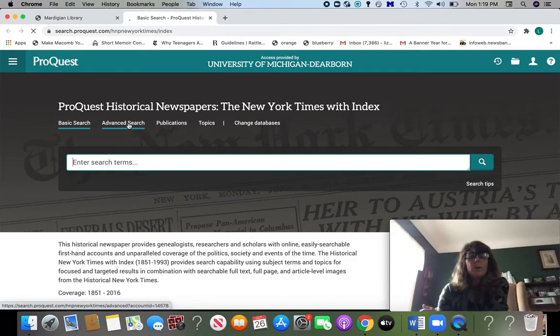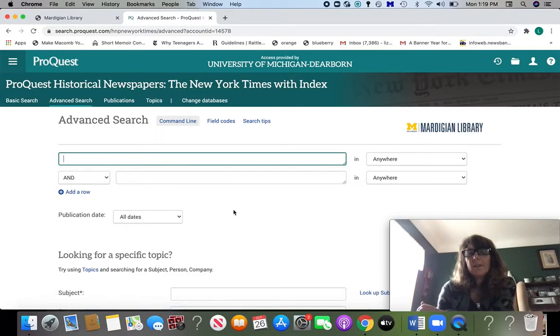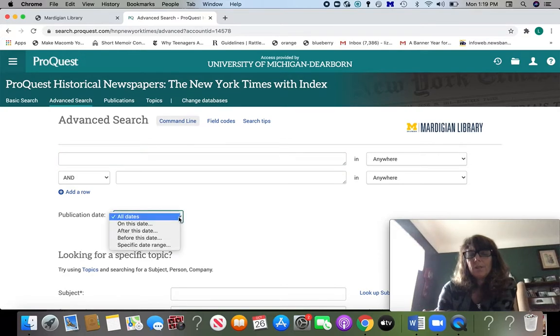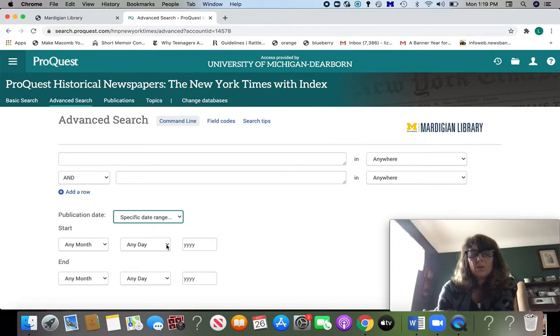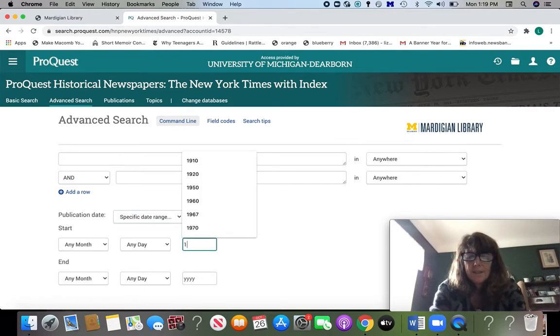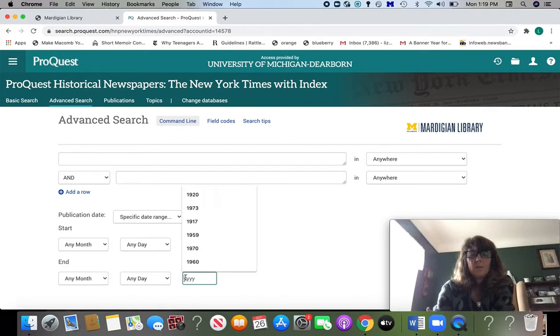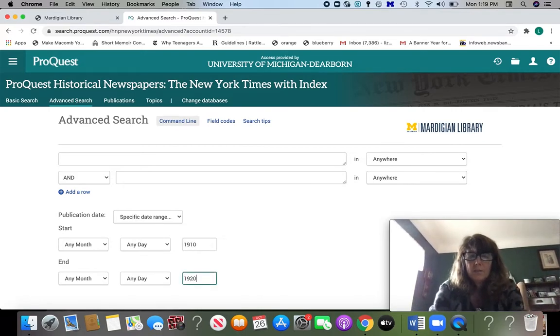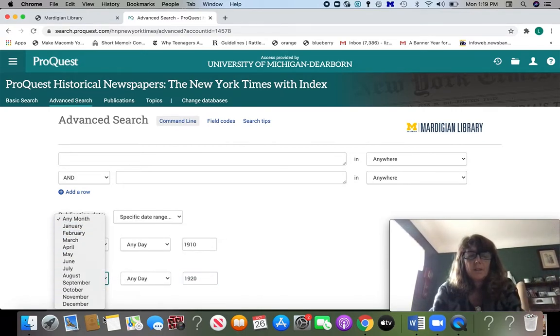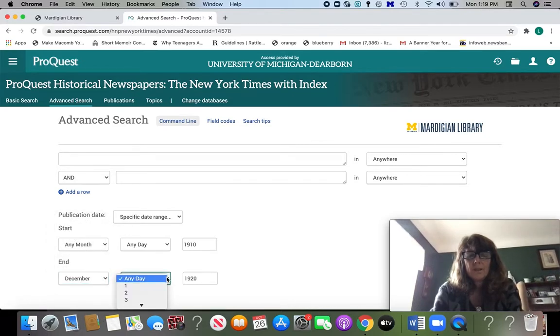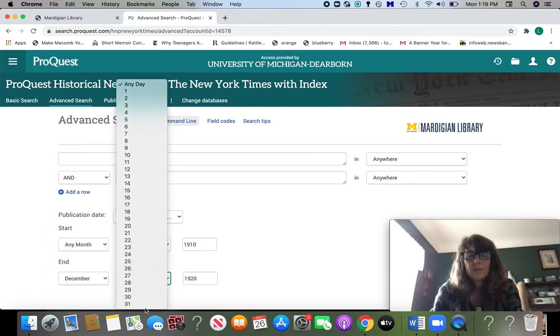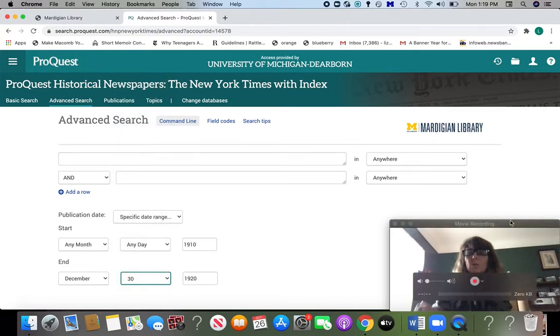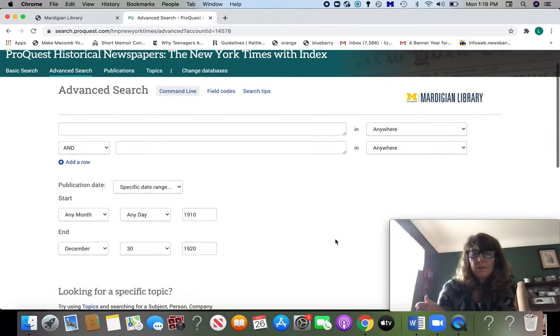So what you want to do is go to advanced search. I'm going to say that our time period is about 1910 to 1920, so we're going to do a specific date range. I'm just going to say any day 1910 to any day 1920. I'm going to probably say December 30th, the end of 1920, and it's my birthday. So I'm going to say that, and then do a search.